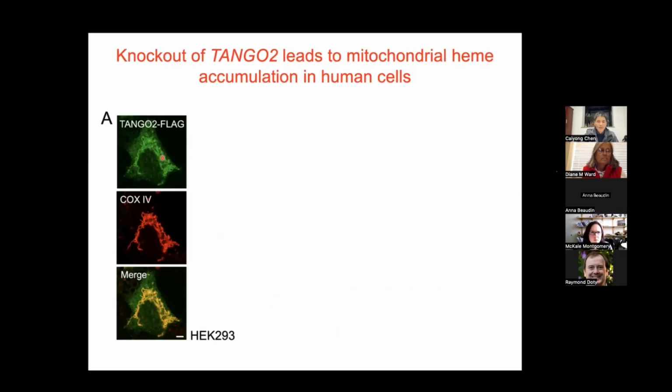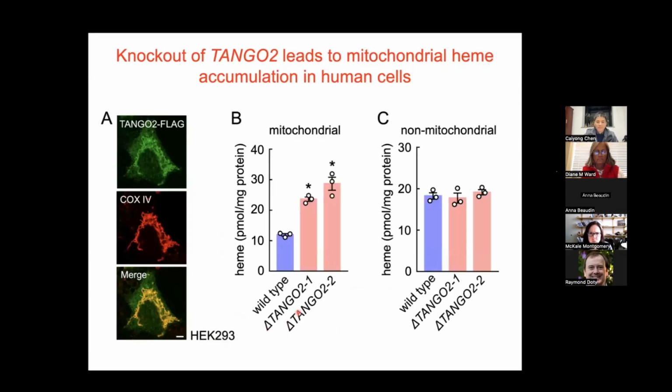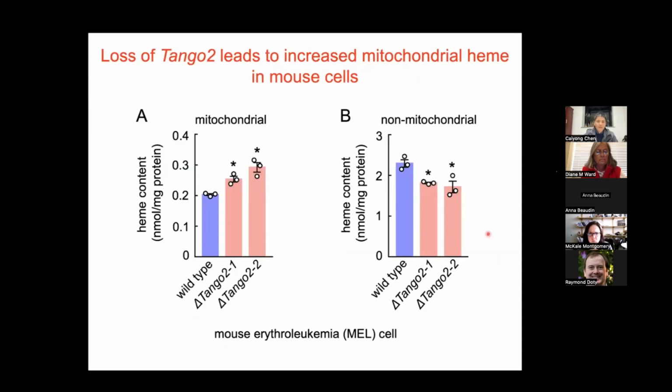To find out whether Tango2 regulates mitochondrial heme homeostasis, we deleted Tango2 in HEK293 cells and measured the heme content. We found that knockout of Tango2 leads to increased mitochondrial heme levels, but not in non-mitochondrial fractions. We observed similar results in mouse erythroid leukemia cells, or MEL cells. Here we generated Tango2 knockout MEL cells and fractionated mitochondrial and non-mitochondrial fractions. And again, we see that knockout of Tango2 leads to increased heme levels in the mitochondrial fractions, but reduced heme levels in the non-mitochondrial fractions.